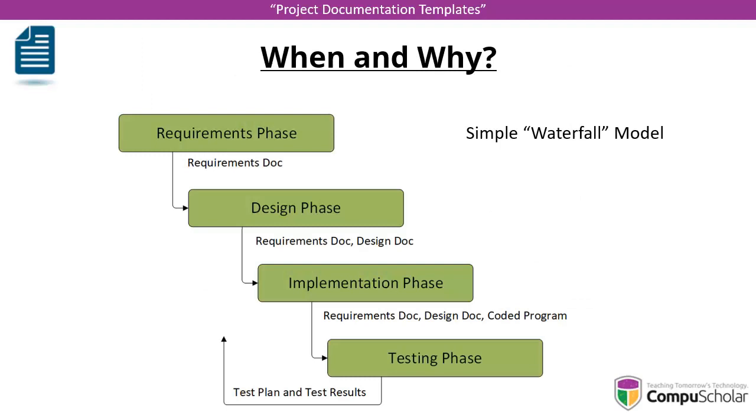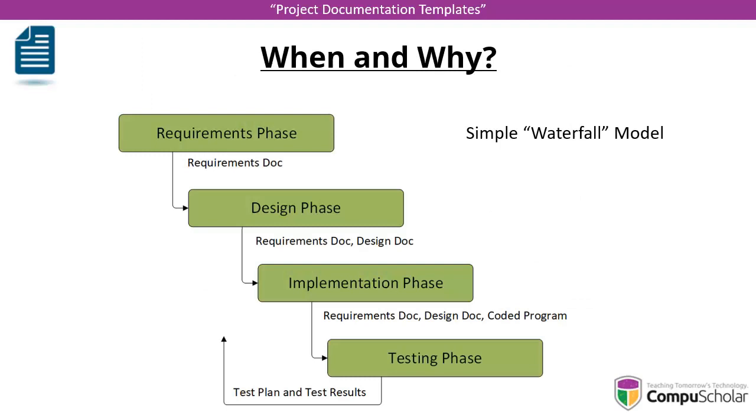There are a number of different ways that software engineers can sit down and plan out their projects. And in a simple waterfall model, there are really four main phases. There's a requirements phase where you sit down and think about what you're going to write and what requirements it needs to meet. There's a design phase where you figure out exactly how you're going to meet those requirements.